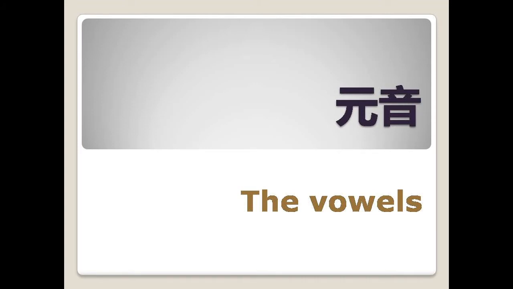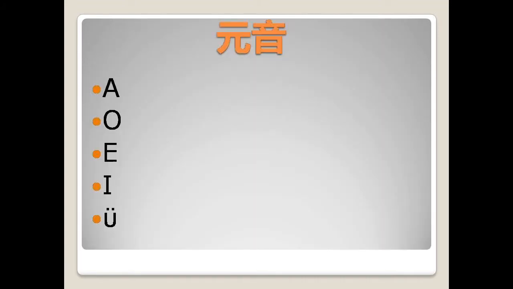元音. The first one, it is not pronounced like A in English. In Chinese, it is pronounced differently. The next one, O. In English, we pronounce it as O, but in Chinese, we pronounce it differently.